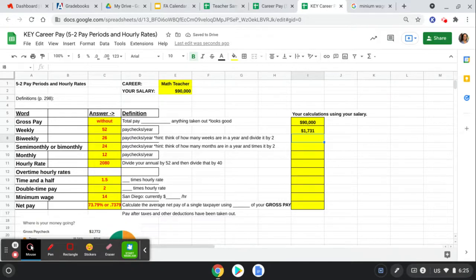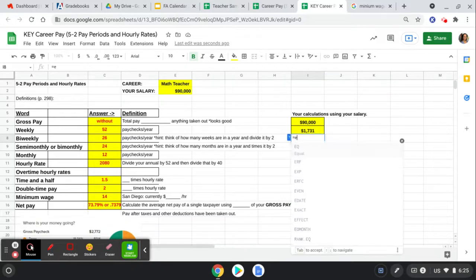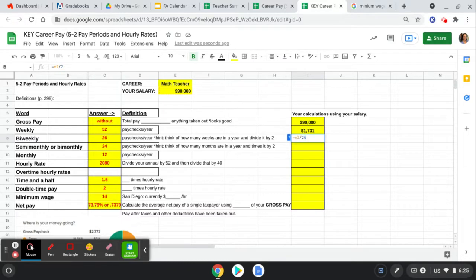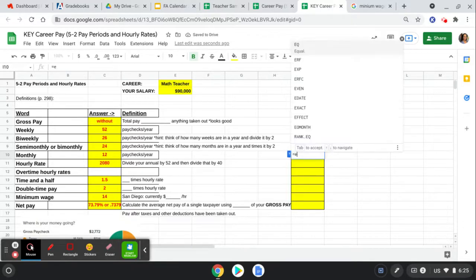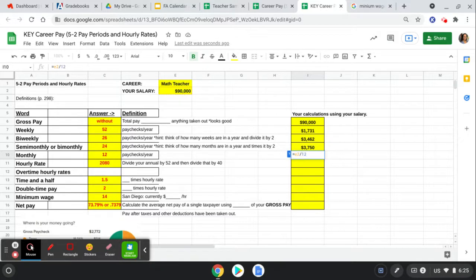Next is bi-weekly equals E2 divided by 26. Next is semi-monthly or bi-monthly equals E2 divided by 24. Next one is monthly equals E2 divided by 12. Next is hourly equals E2 divided by 2080.